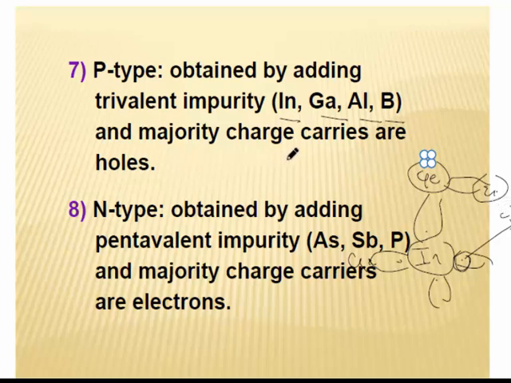That vacancy created is what? Nothing but a hole. That's why if you go on increasing indium impurities, the holes population goes on increasing. That's why the majority charge carriers for p-type, that is trivalent impurity adding, are holes. And here some of the electrons are left free because of the increase in temperature.